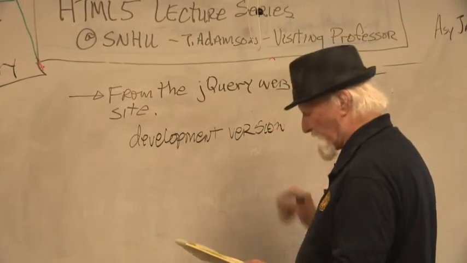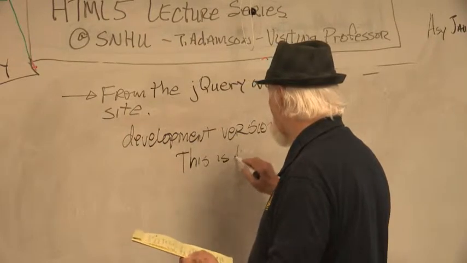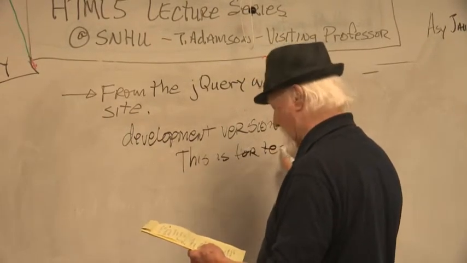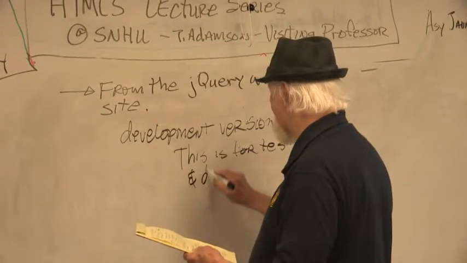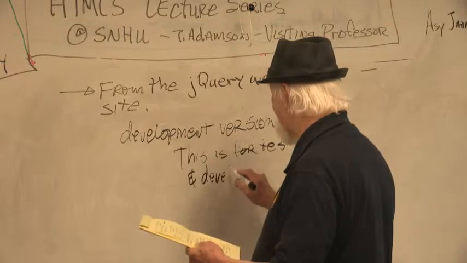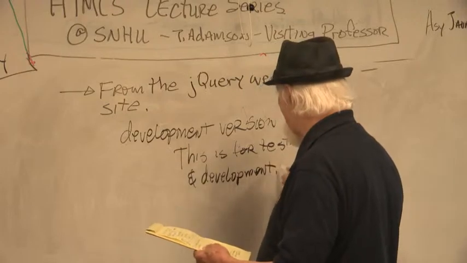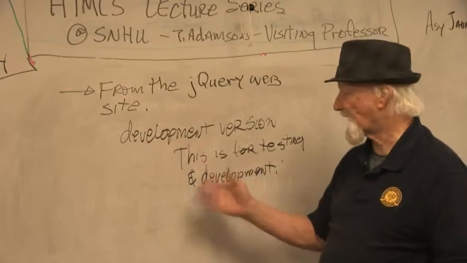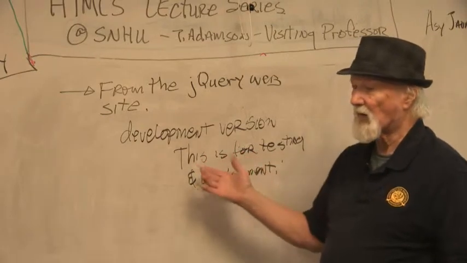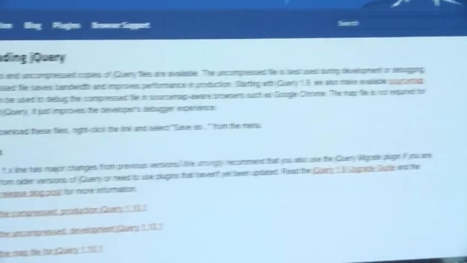The development version is for testing and development, as you might expect. It's uncompressed, and you can take this and read the code and hopefully understand it, and you could actually modify it. So let's go back on the screen now, and we'll look at the development version and see what that looks like.